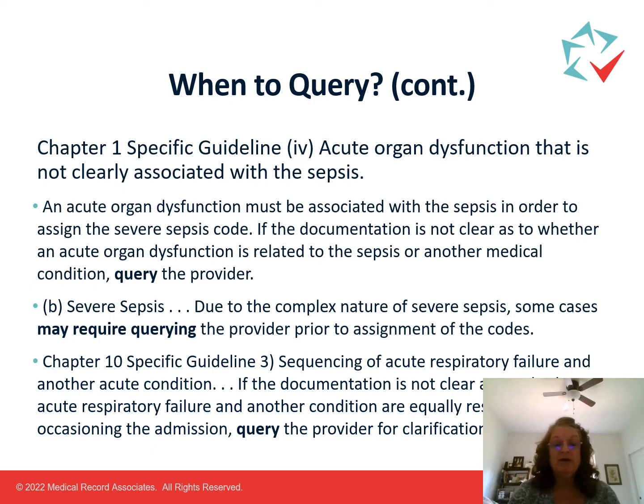And we have an instruction to query the provider. Under severe sepsis, it tells us that this is a complex situation when we have severe sepsis. So querying may be necessary to be provided to the provider prior to the code assignments. And then in Chapter 10, specific guideline around sequencing of acute respiratory failure is another example of the official guidelines telling us to query the provider.